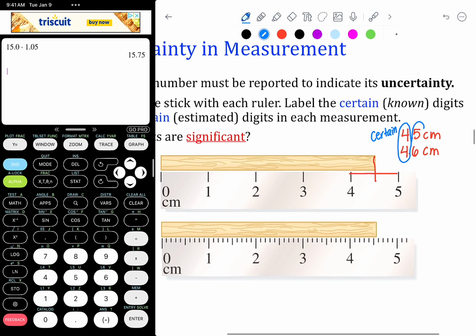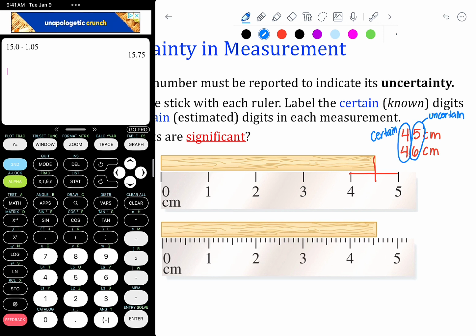Our uncertain digit now is this final one, our first value after the decimal place, that is uncertain. We are uncertain of that last digit. But both of those values are significant to this measurement. Okay? I can't just say that the stick is 4 centimeters long just because I'm certain about the 4. I have to give that uncertainty. I have to give that estimated value in order to make sense of this stick and say, well, it's more than 4 centimeters, but it's less than 5 centimeters.